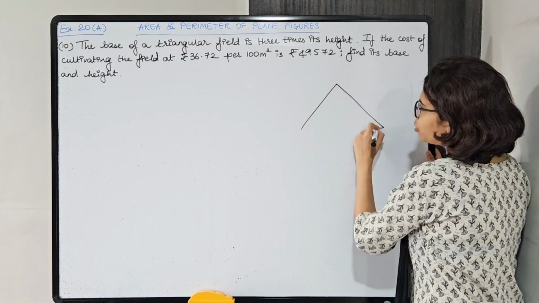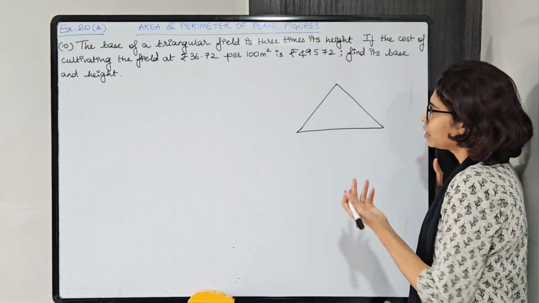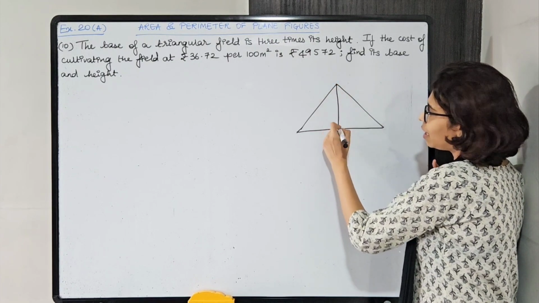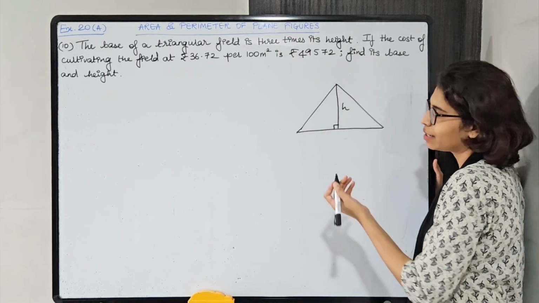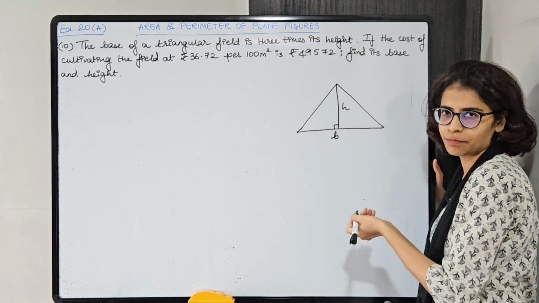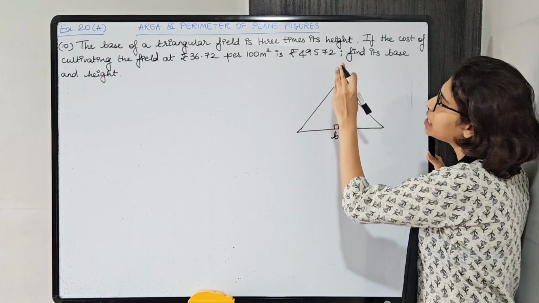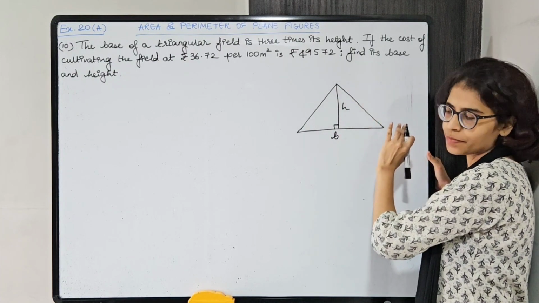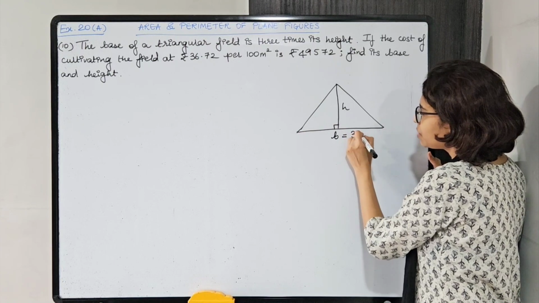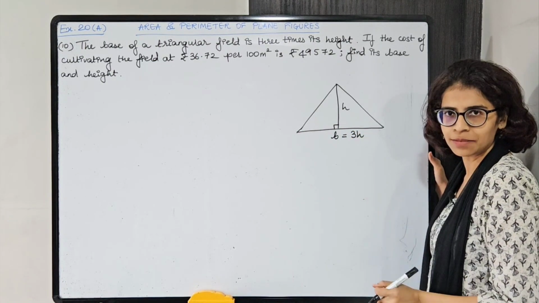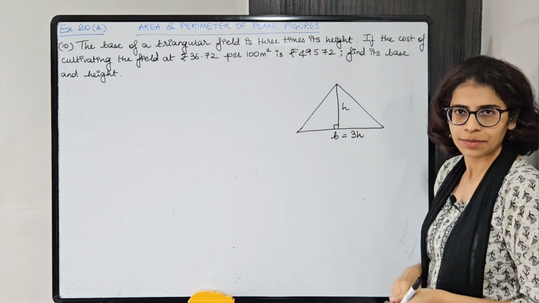So a diagram is not required over here students, I am just drawing it for some understanding. There is a triangle having some height, denoted by H, and some base, denoted by B. We are given a condition: the base of the field is 3 times its height. So B will be equal to 3 times height H, right? So we are given the condition relating both base and height.